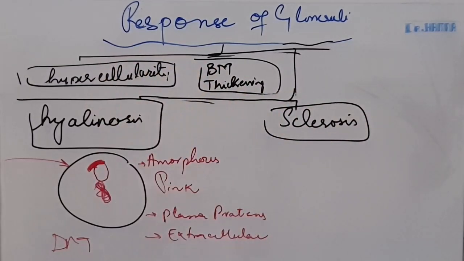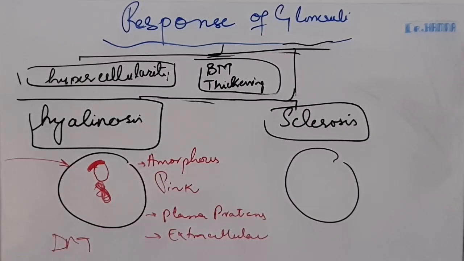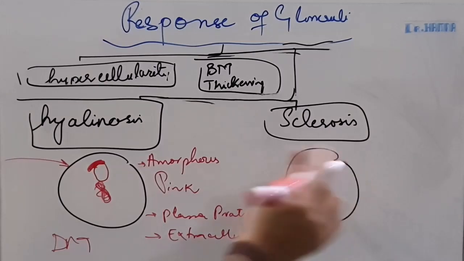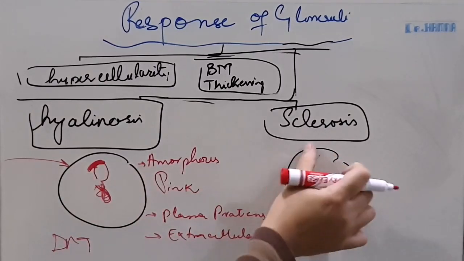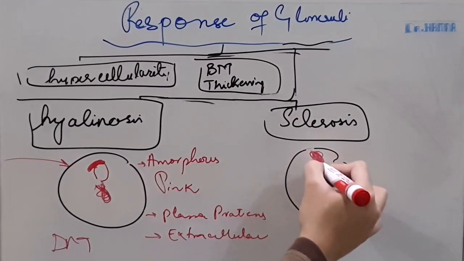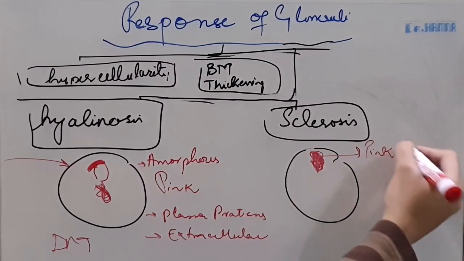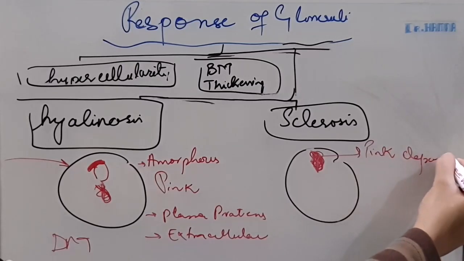Then we have the fourth change, which is the last change, and this is sclerosis. Sclerosis is fibrosis of the glomerulus, and as I have already told you, all the chronic inflammatory processes end up in fibrosis and loss of neutrophils and replacement by lymphocytes. So if this is the glomerulus, wherever the inflammation was, these small capillary loops get destroyed, and these areas are replaced by fibrosis, which also looks like pink deposits on H&E.